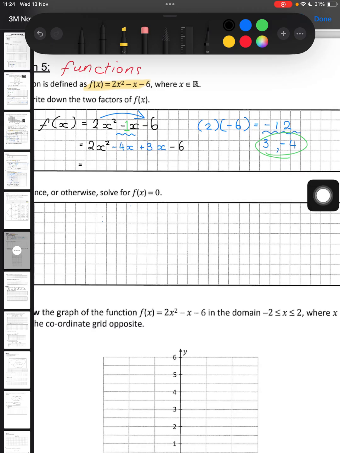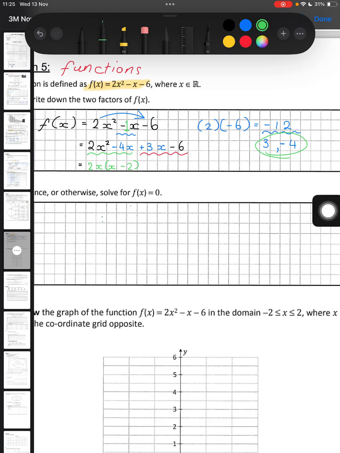I can factorize this expression that I've just come up with by looking at my first 2 terms together and doing the highest common factor method, and then my last 2 terms together and doing the highest common factor method. If I take the first 2 terms here and take out their highest common factor, I'll be taking out a 2x, and then I'm asking myself, what do I have to multiply by to get back up here? So I'll multiply by an x and a minus 2.